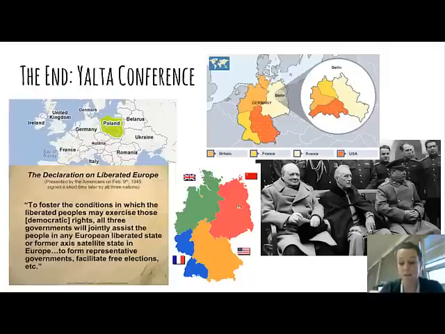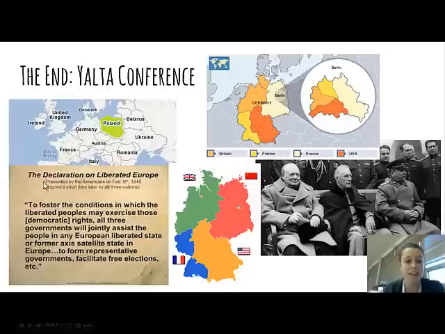However, the previous government in Poland was not communist. So Roosevelt and Churchill were kind of like, you should probably let them choose what type of government they want instead of us. So what they did was they compromised, and they said that Stalin could have a little bit of influence in Poland, but not too much.